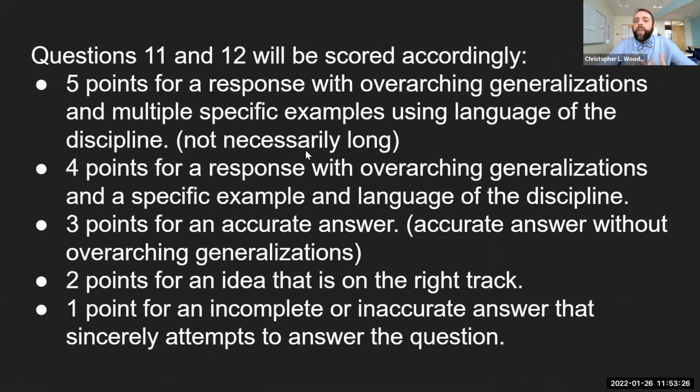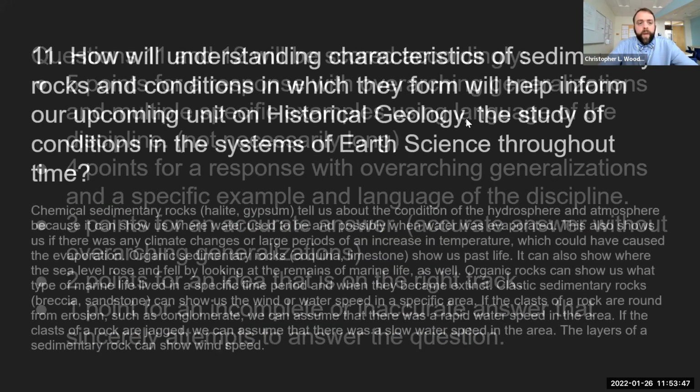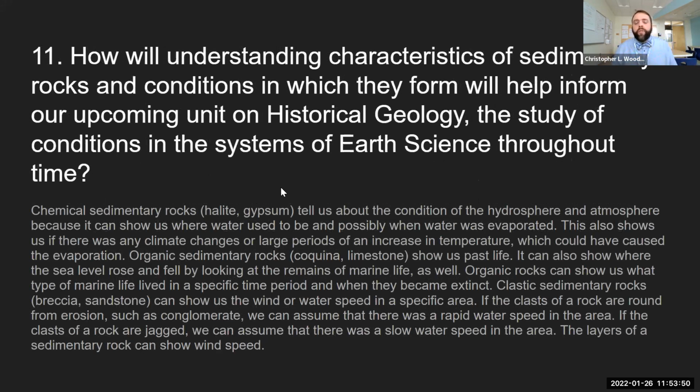All right, so questions 11 and 12. This is the checklist to be scored, and it's based on the dynamic earth unit and the historical geology unit. The full 5 points was for a response with overarching generalizations and multiple specific examples using language of the discipline. So how can understanding the characteristics of sedimentary rocks and conditions in which they form help inform our upcoming unit on historical geology, the study of the conditions in earth systems throughout time?